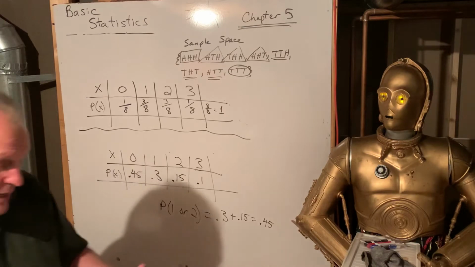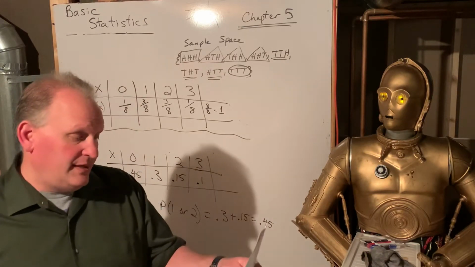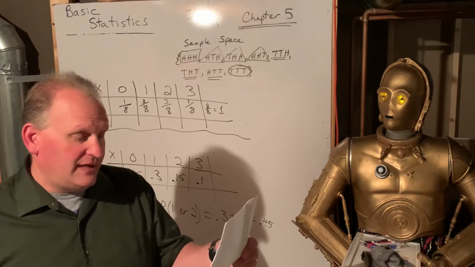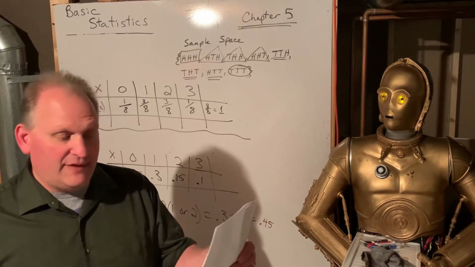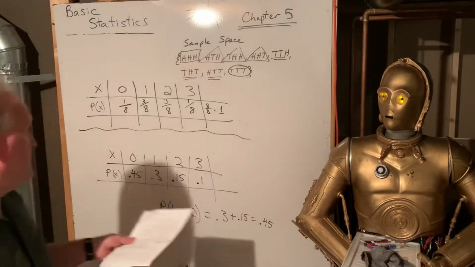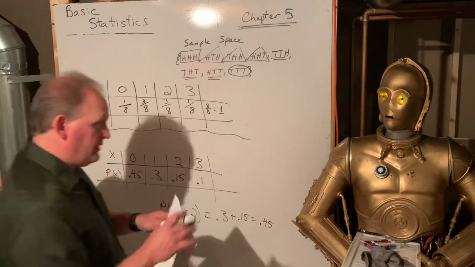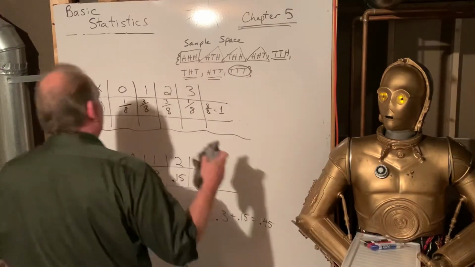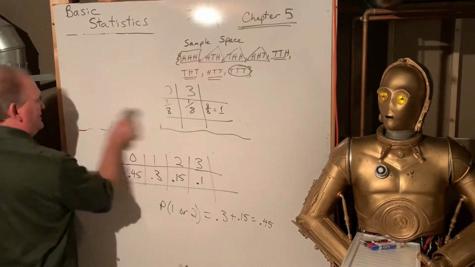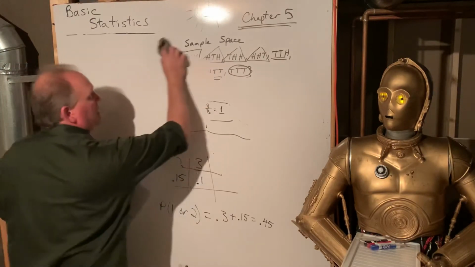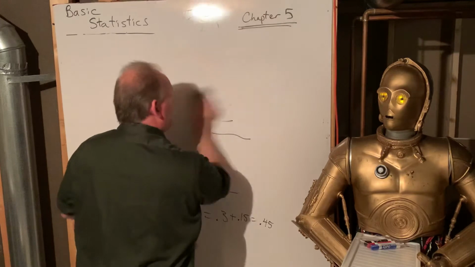Okay, let's look at the next one. The probabilities always should add up to 1. Each value of a random variable must have a value between 0 and 1 inclusive. So that means it could be 0. It could be 1, 100%. All right? So let's take a look at the example on the bottom of the first page of the Chapter 5 notes.